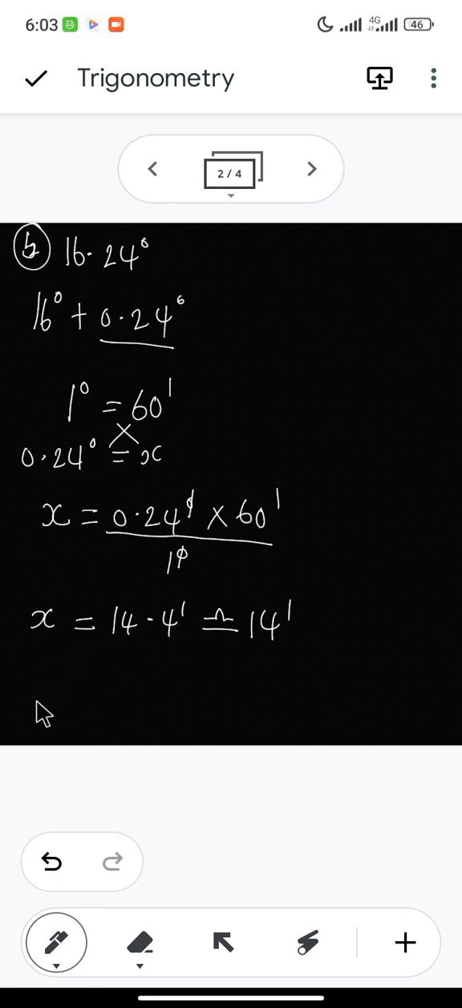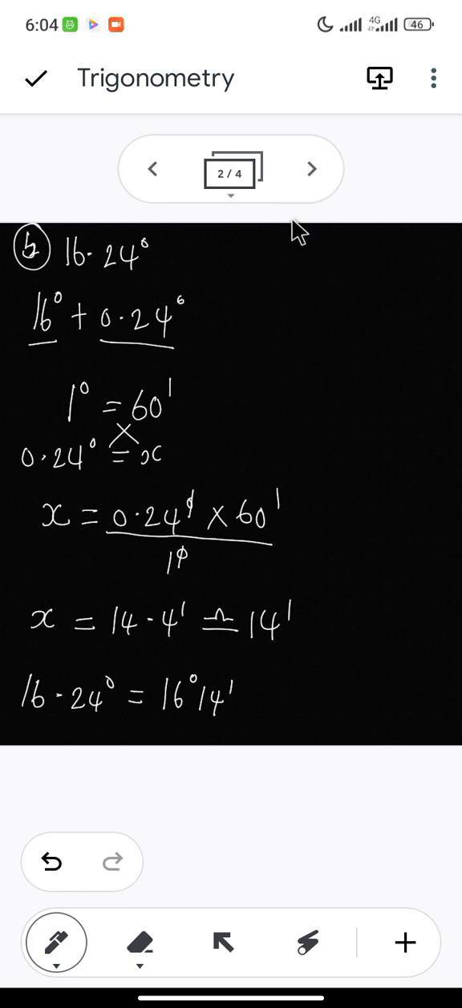So your final answer is going to be written this way: 16.24 degrees gives you 16 degrees 14 minutes. 16 degrees is coming from this point. So this is basically just what you need to know about converting the decimal parts of an angle to time. You can also break it down to seconds if the question requires you to break it down.